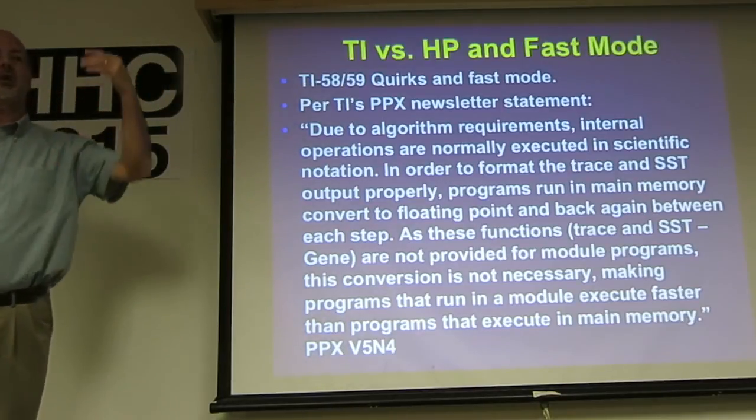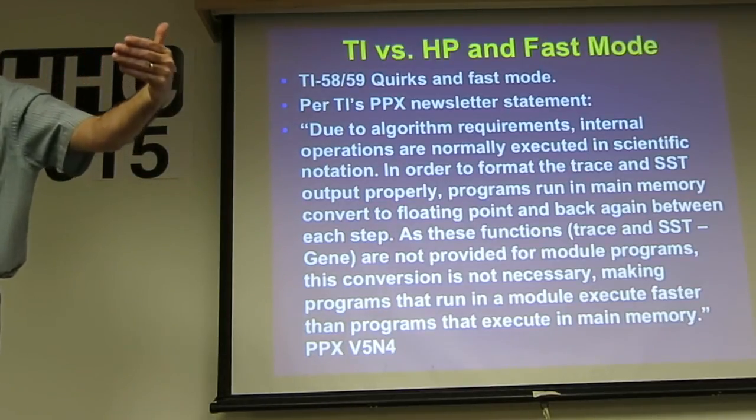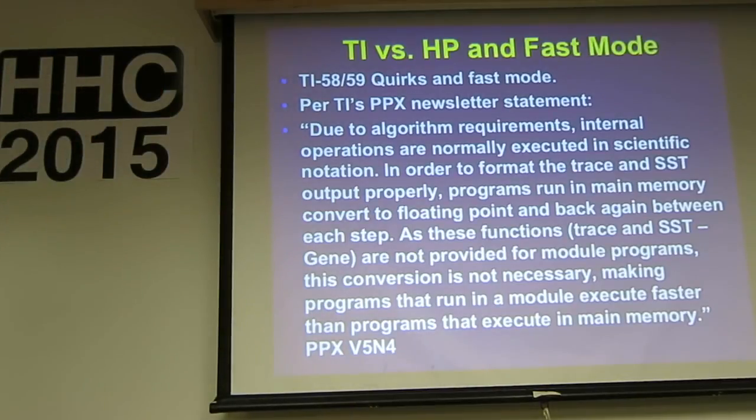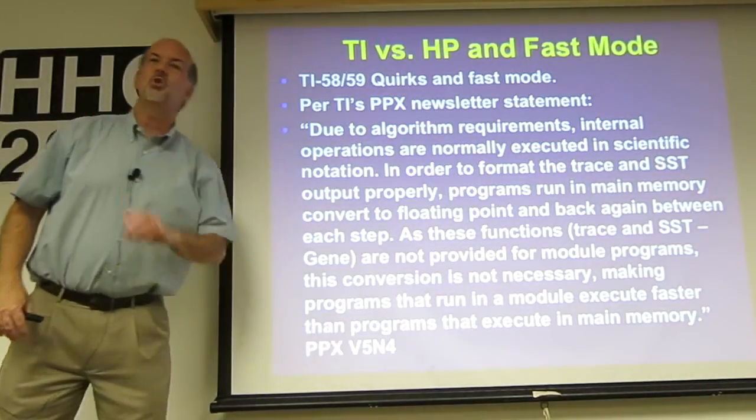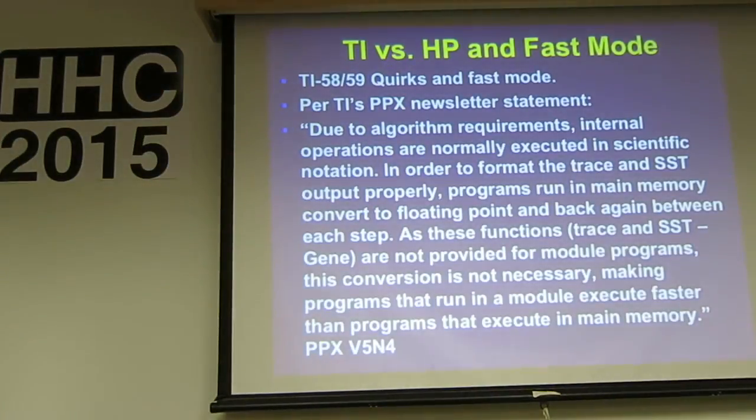So what they noticed is if you're running a program in a module, it was a whole lot faster than if you downloaded it into main memory. This was why. They were able to trick the processor in the 5859 to think it was in a module, and so it would not do that conversion. And they were able to speed things up by 50-60% in some cases.